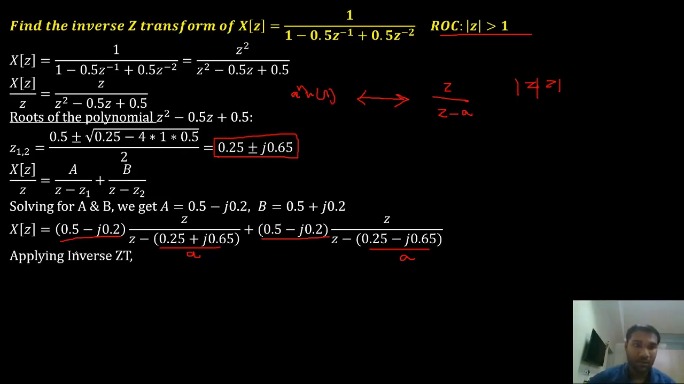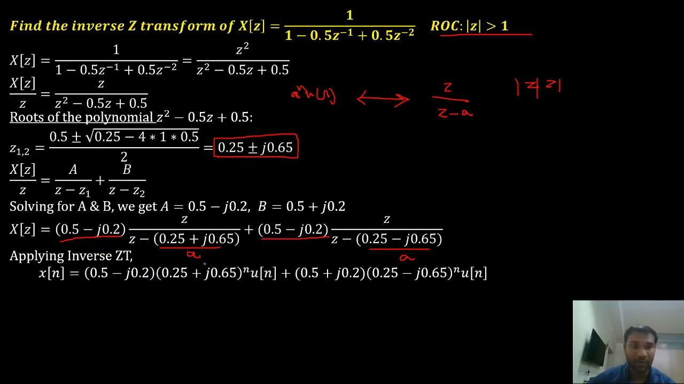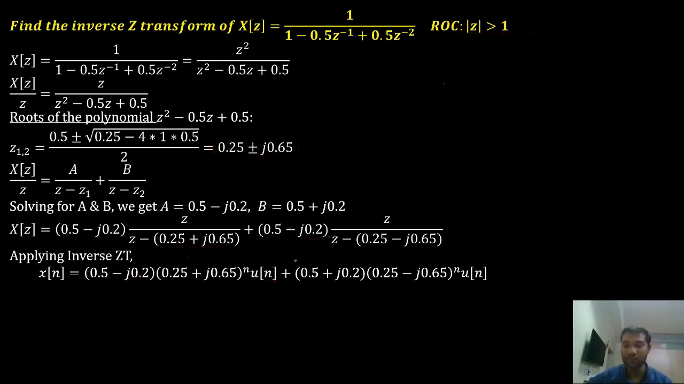So this constant will come as it is, and for this term I'll write a power n into u of n. This is a constant term as it is, and I'll write a power n u of n. So this is my final inverse Z transform.